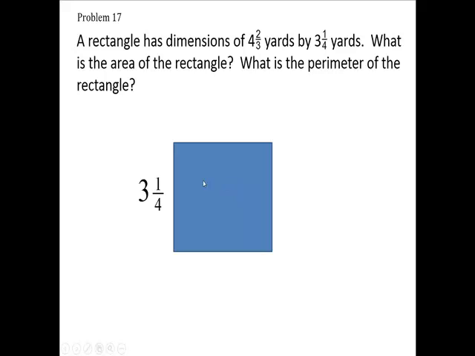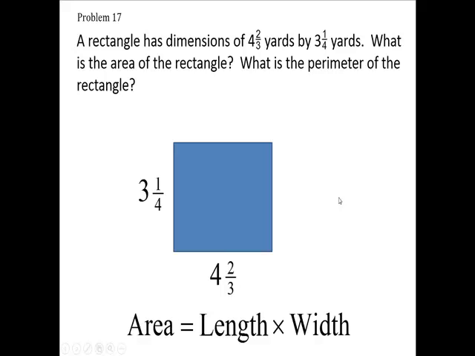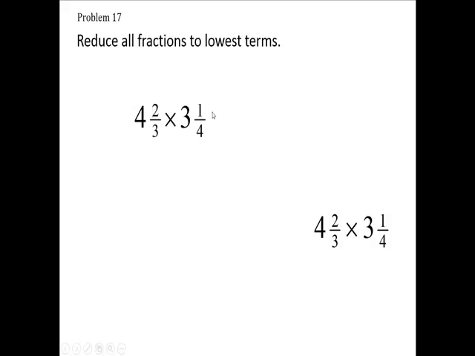Here is your rectangle, 3 1/4 by 4 2/3. Now the area of a rectangle equals the length times the width. And the length is 4 2/3 times the width, which is 3 1/4 yards. Okay, so essentially this is my problem for the area. All right, copy that down up here. We want to make sure we reduce all fractions to the lowest terms.